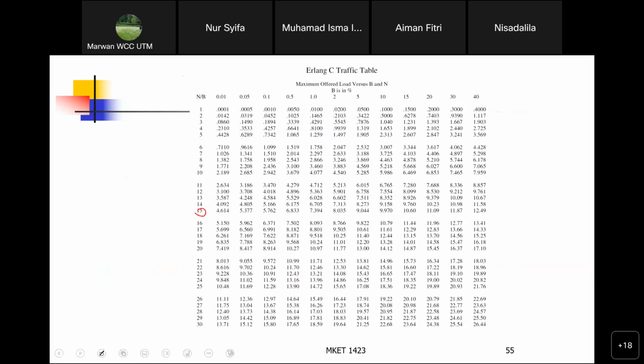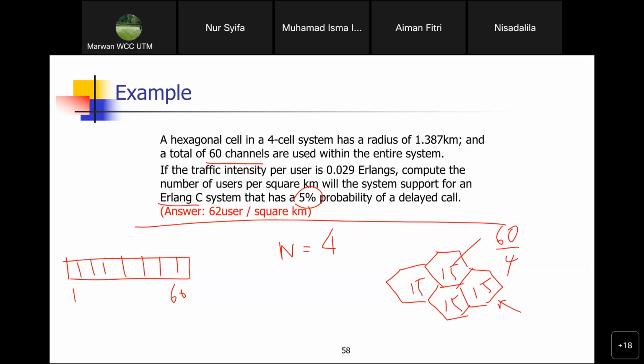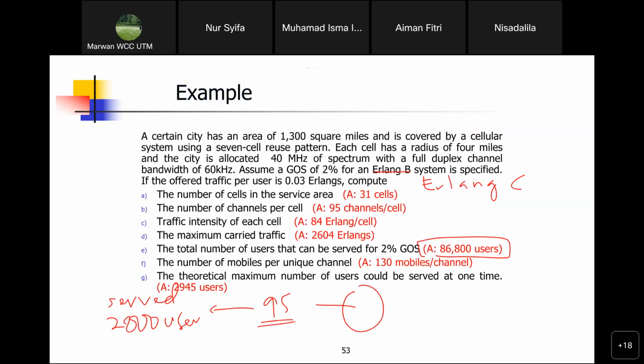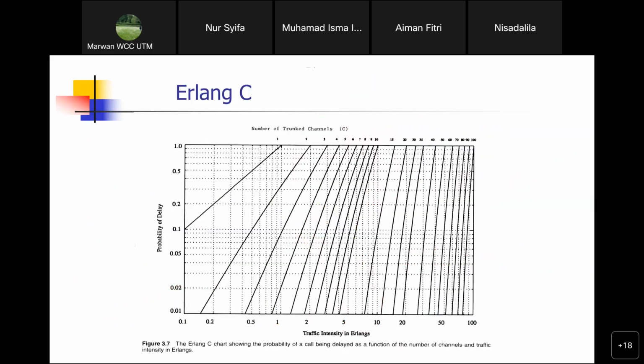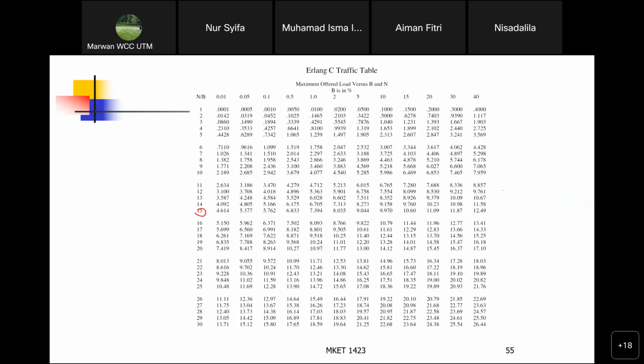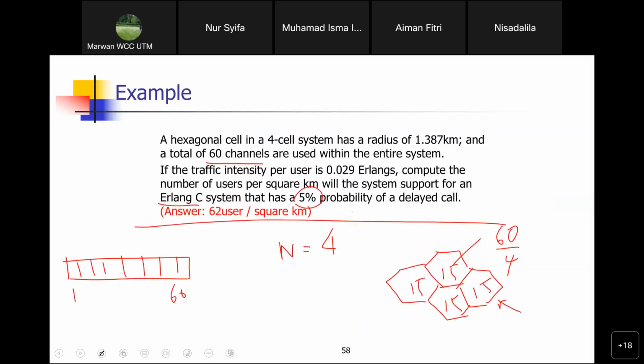Where is the 15? Let me do this first. 15, percentage 5%. Erlang C 5%. Percent is here. There. 5% is 9.044. So the intensity here per cell is the Erlang A, 9.044 Erlang. Okay, 9.044 Erlang.